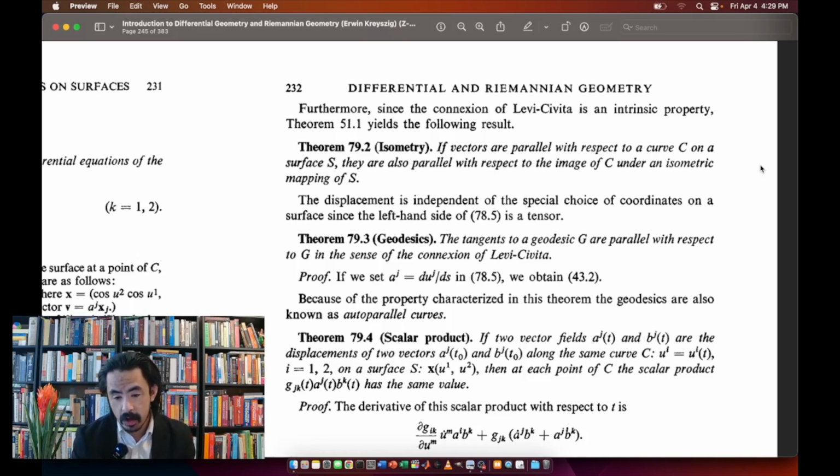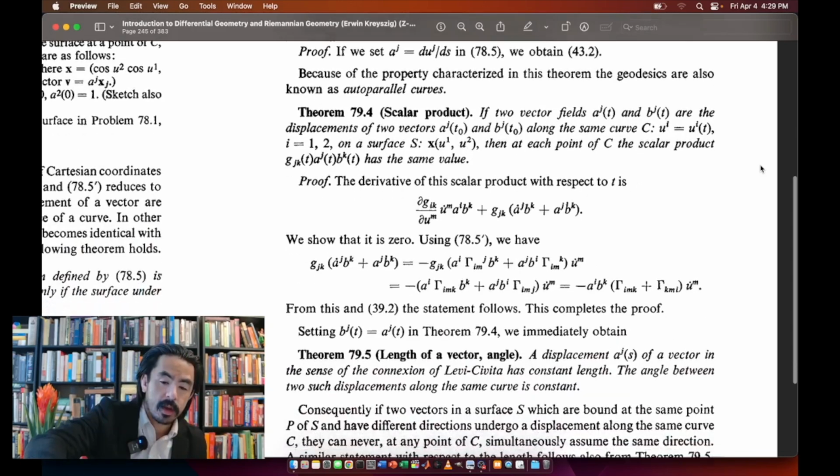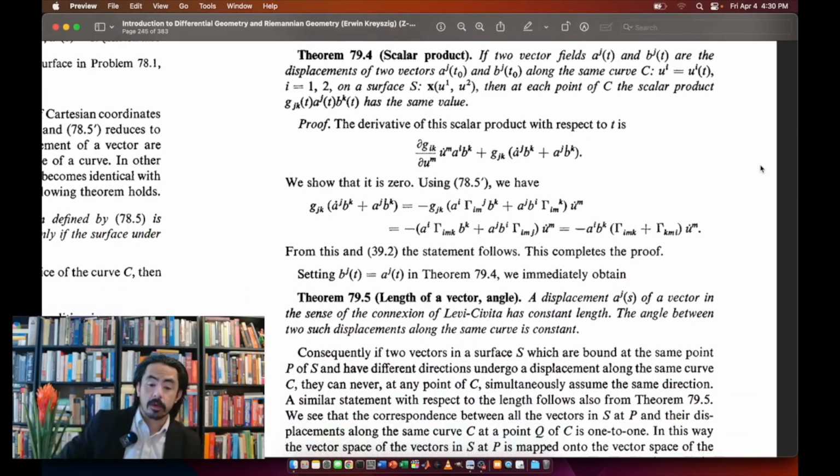Then, at each point of C, the curve, the scalar product g_jk(t) a^j(t) times b^k(t) has the same value. That was actually a little bit fun to read. The proof is as follows.